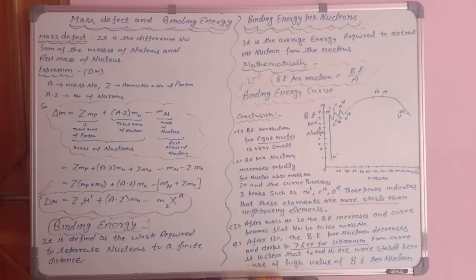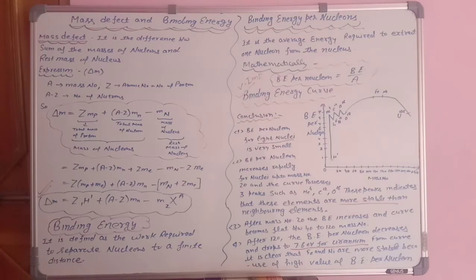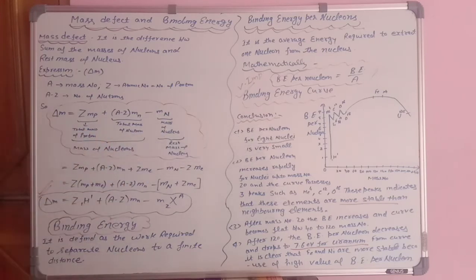So what is the conclusion? Let us study. First point, binding energy for light nuclei is very small. Light nuclei means like your hydrogen, whose weight is very low. So binding energy for light nuclei is very small. That means they are very unstable.